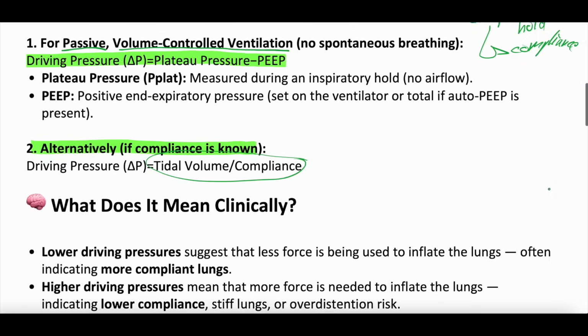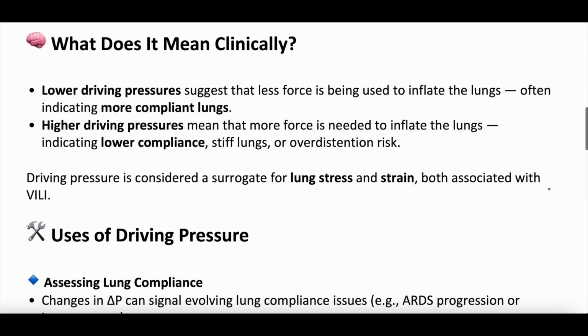All right, so what does it mean clinically? What does the driving pressure mean clinically? Well, as we mentioned, lower driving pressures suggest that less force is being used to inflate the lungs. And this often indicates the lungs are at a better, more optimal compliance, whereas higher driving pressures mean that there's more force needed to inflate the lungs, and the lungs have a lower compliance, aka stiff lungs or over-distended lungs. So lower driving pressures are quote-unquote good. Higher driving pressures are quote-unquote bad.